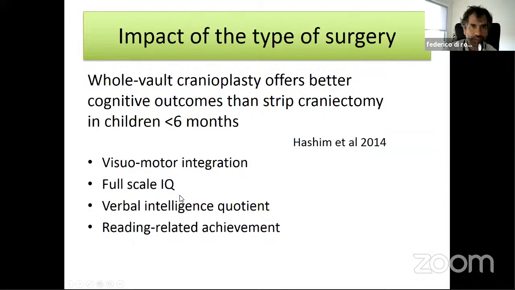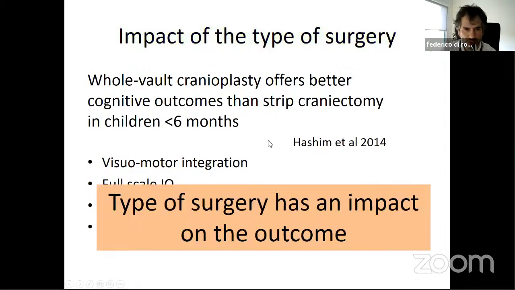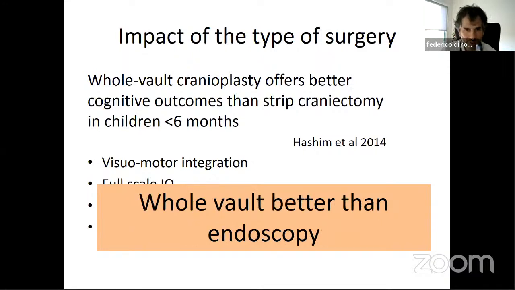In the same paper, the authors found that the vault cranioplasty was associated with better outcomes. So again, suggesting that the type of surgery has an impact on the outcome. Of course, because the type of surgery is also related to the age at surgery, things are probably not so easy to distinguish. But of course, we tend to think that a strip craniectomy at 6 months of age cannot be as efficient as a vault cranioplasty, but this still needs to be confirmed.